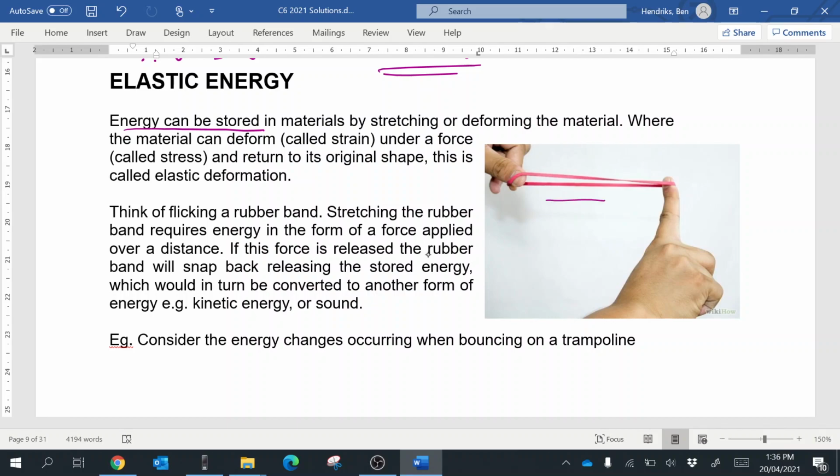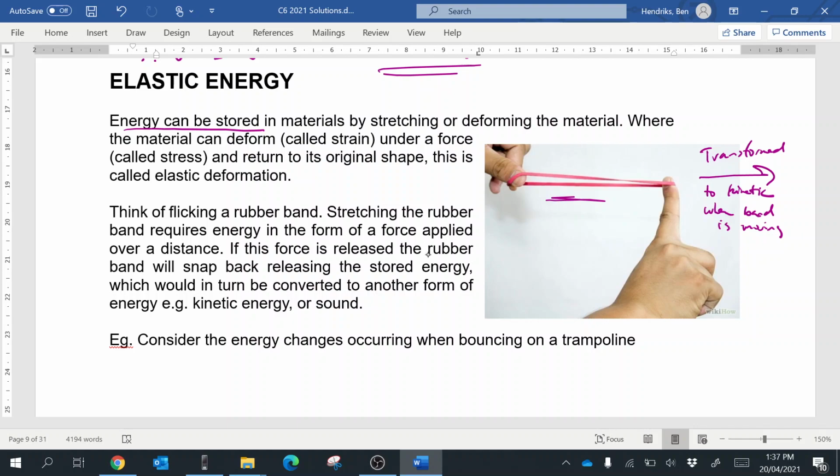So this rubber band here has been stretched, and so someone has converted chemical energy from their body to stretching the elastic band. And if you've done this before and you've let an elastic band go, it might shoot off in this direction, and we can say that the energy stored in the band has transformed to kinetic. When the rubber band is moving, it can be converted to other forms of energy like sound or heat energy as well.